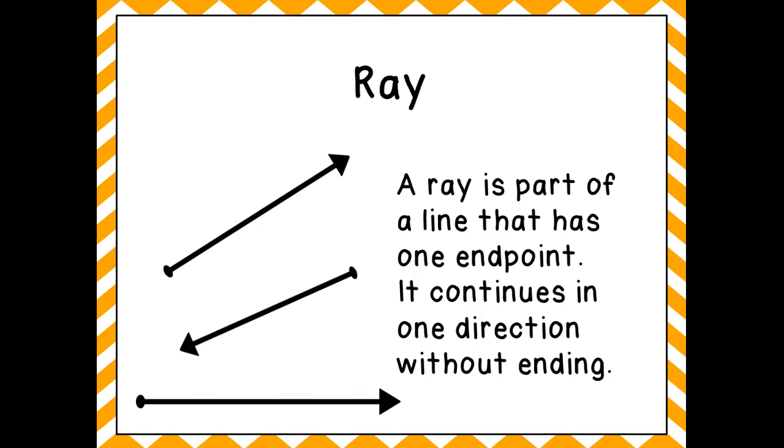Next we have a ray. A ray is part of a line that has one endpoint. It continues in one direction without ending. And the way we can tell it's a ray is because it has an endpoint, has a dot on one end, and an arrow telling us that it's going to continue going in that direction without stopping.